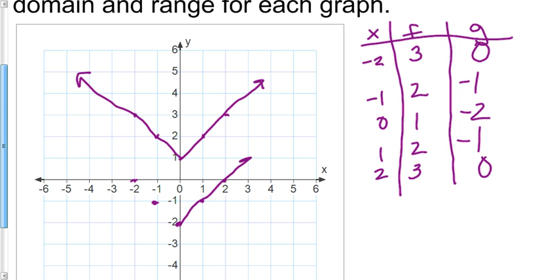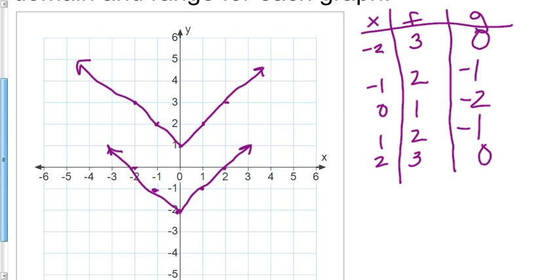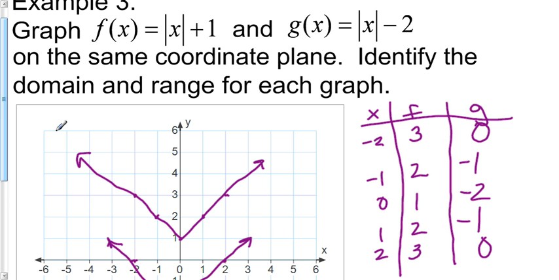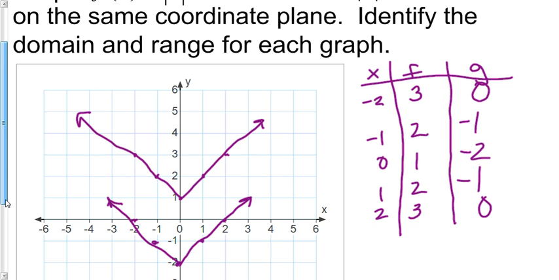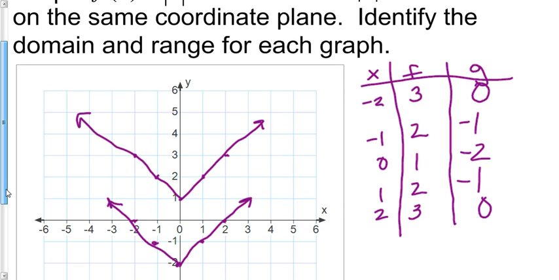So the parent function here would be the absolute value of x. And notice that in f, when I added 1, all that happened was the V got shifted up 1 unit. And in g, we subtracted 2, and it's the same V shape, just all of the points shifted down 2 units from the origin. So that's something to be aware of as well. Okay, so let's identify domain and range for each graph.